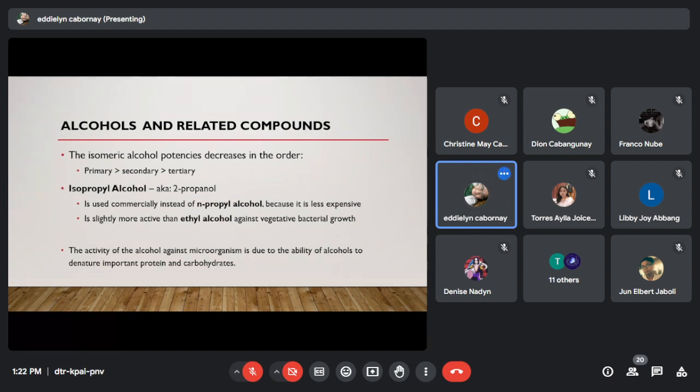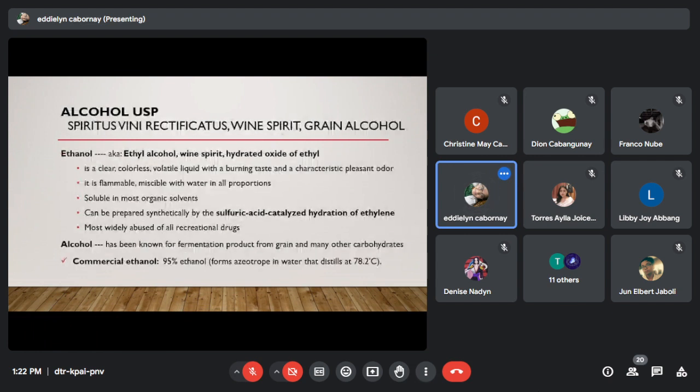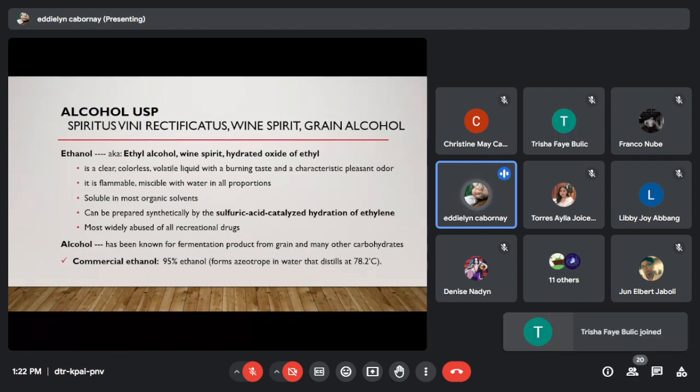The activity of alcohol against microorganisms is due to its ability to denature important proteins and carbohydrates. The other terms for alcohol are spiritus vini rectificatus, wine spirit, and grain alcohol. So let's talk about the different alcohols. First is ethanol. Other terms for ethanol are ethyl alcohol, wine spirit, and hydrated oxide of ethyl.